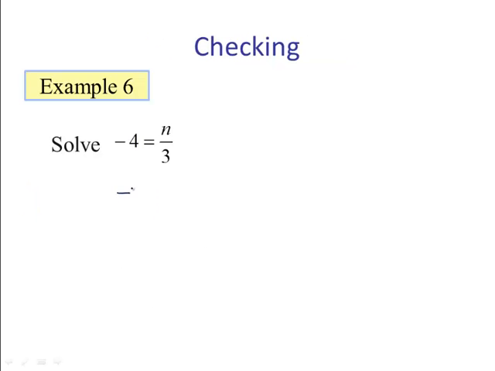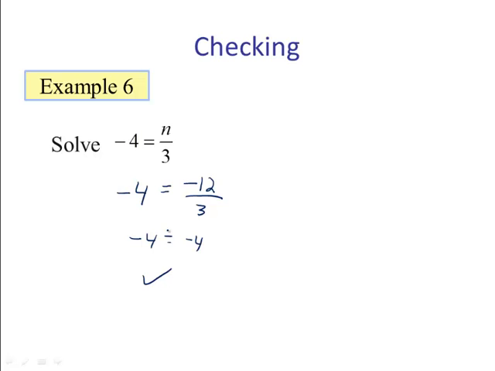To check it, we take our original equation, everywhere we see an n, we're going to stick -12, and we hope this side equals this side, and of course -12 divided by 3 is -4. Left hand side is -4.